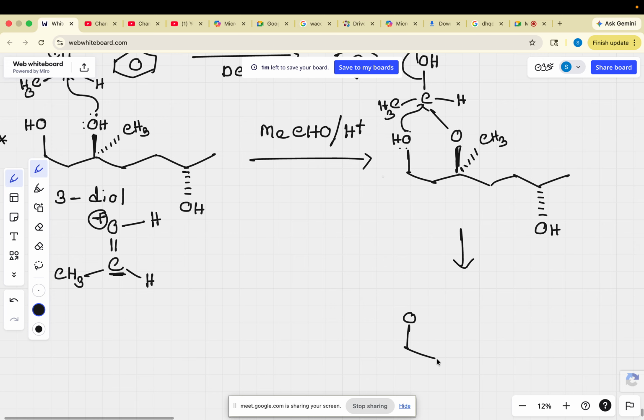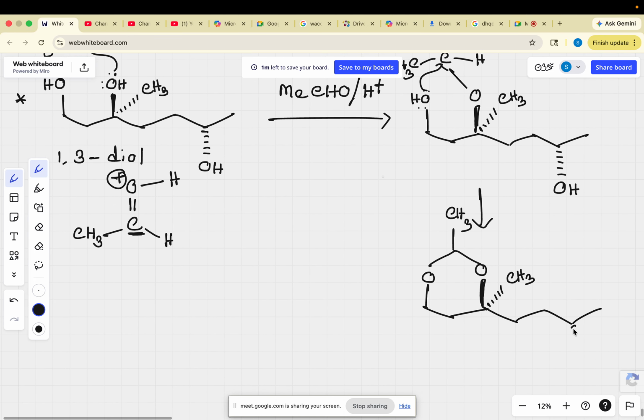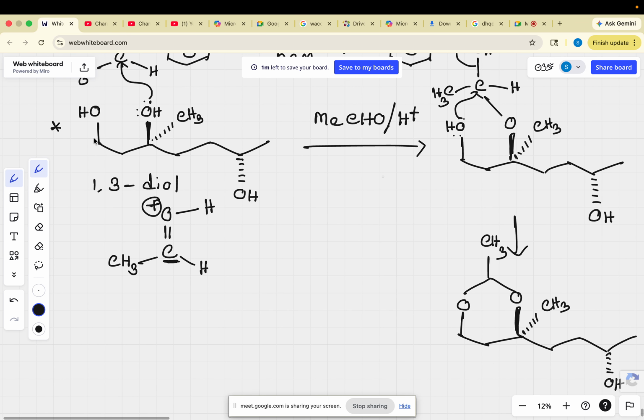Oxygen, oxygen. Now see what is happening. Basically this 1,3 diol, these 2 OH are now protected. This protection is known as acetal protection. Acetal protection means what? Ether bond is forming. Ether means what? This kind of bond: carbon oxygen carbon, carbon oxygen carbon. So this is your acetal protection. Basically what we are doing, we have protected this 1,3 diol by this reagent.